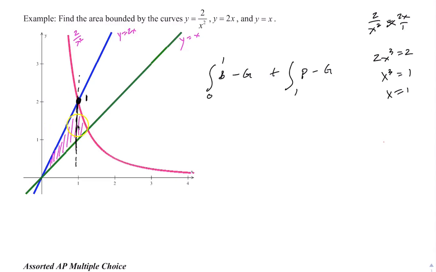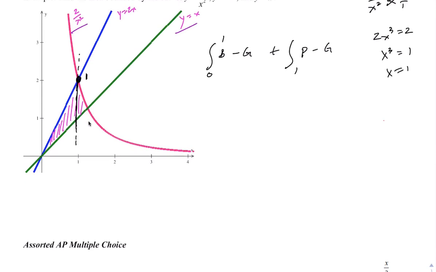You gotta be sure. I know it looks like it, but you gotta be sure. And I gotta see where this guy hits to find out my last integral right there. So that's where pink and green meet. So I'm going to set the pink and green equations equal to each other. So that'll be this guy and this guy. So I'll do that right here. 2 over x squared equals x. Cross multiply again. x cubed equals 2. And not as pretty, the cube root of 2 is where they hit.